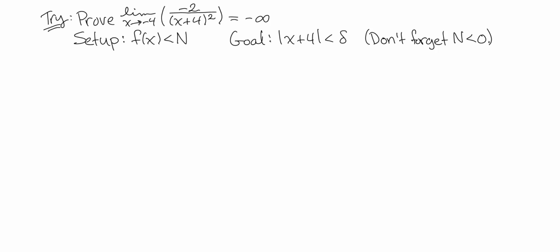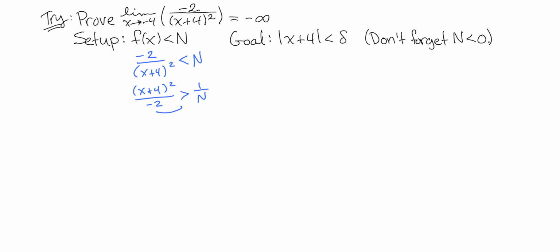So filling in our setup here, f of x, which is negative 2 over the quantity x plus 4 squared, we want that to be less than n, since we're going to negative infinity. If we flip this over, we get x plus 4 squared over negative 2 is greater than 1 over n. Don't forget to make the reciprocal on the right-hand side. That's a common thing to forget.